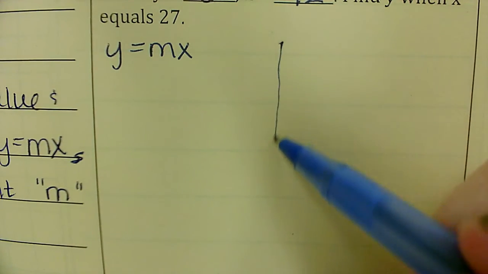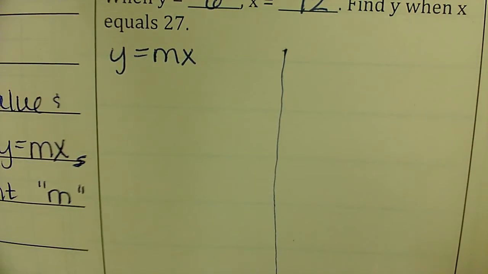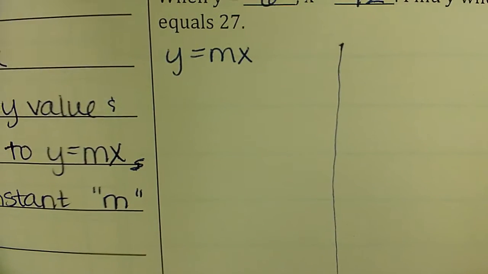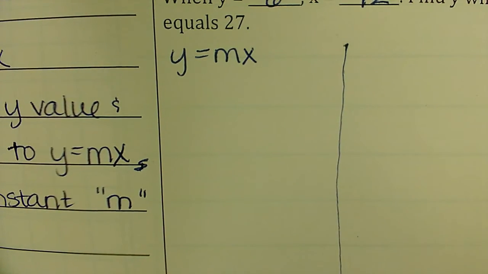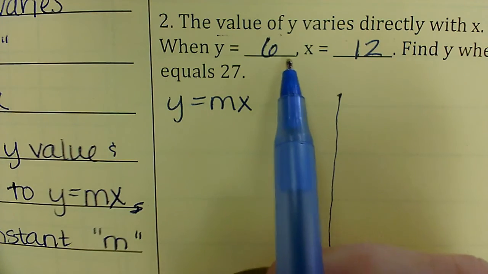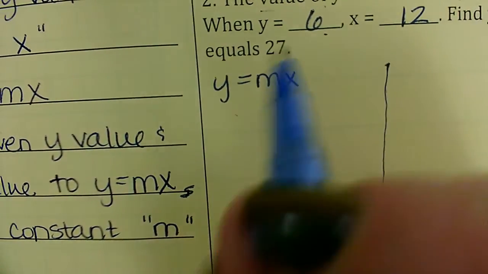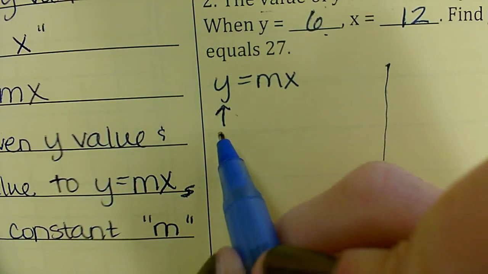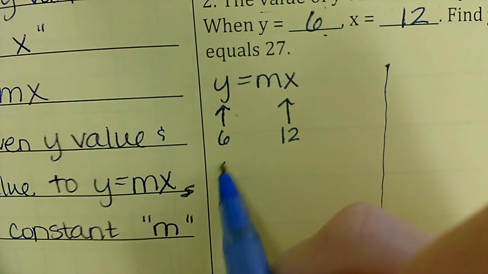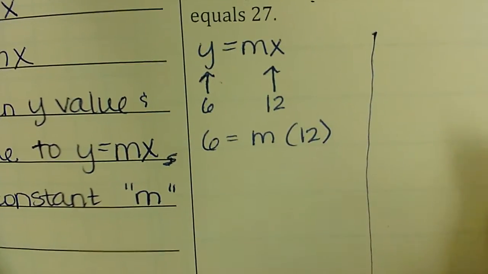So we have y equals mx, and so our second step told us to plug in the given y value and the given x value to this formula. So they tell me that y equals 6 and x equals 12. So into this formula, for y I'm going to put 6, and for x I'm going to put 12. So I'm going to have 6 equals and I'm just going to put the 12 in parentheses because it's easier that way. So now my next step tells me that I want to solve for m.